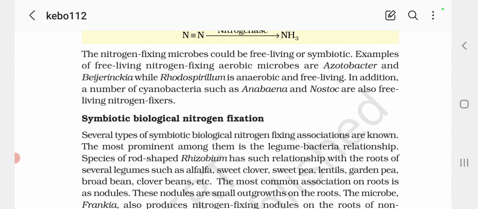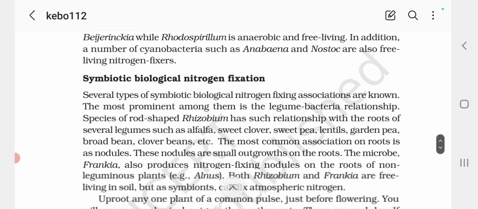Examples of free living nitrogen fixing aerobic microbes are Azotobacter and Beijerinckia, while Rhodospirillum is anaerobic and free living. In addition, a number of cyanobacteria such as Anabaena and Nostoc are also free living nitrogen fixers.